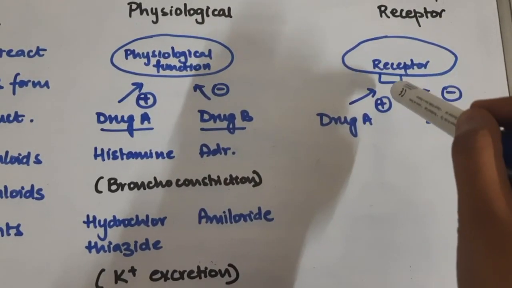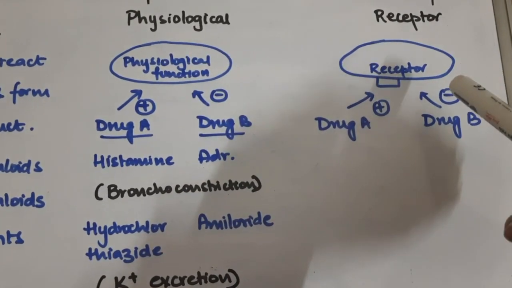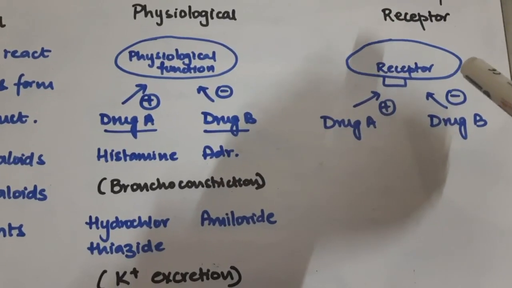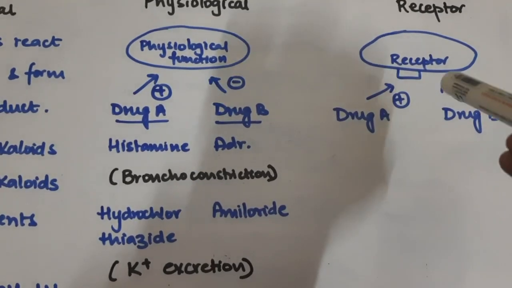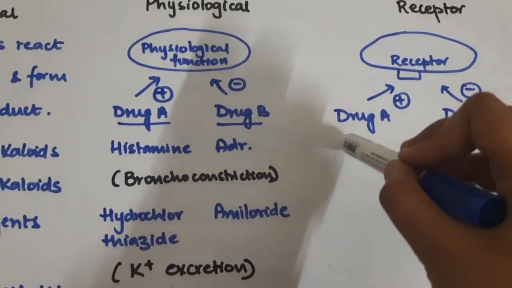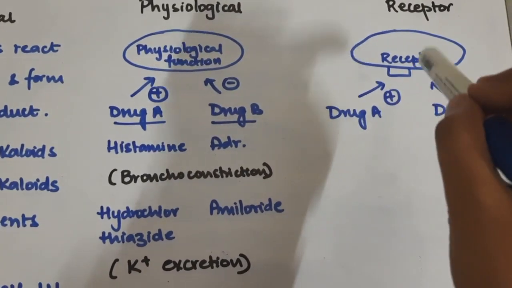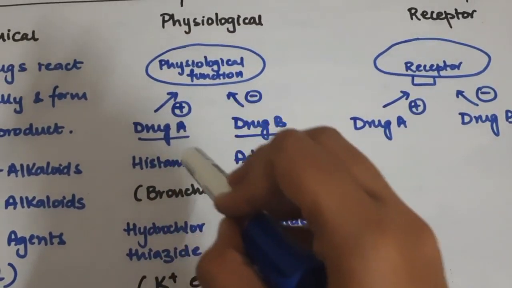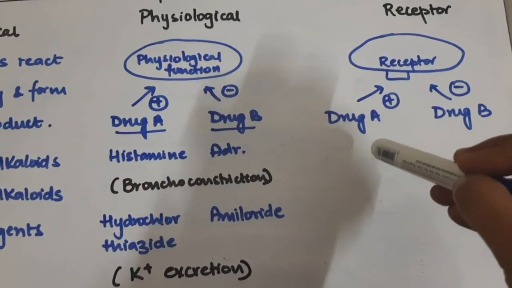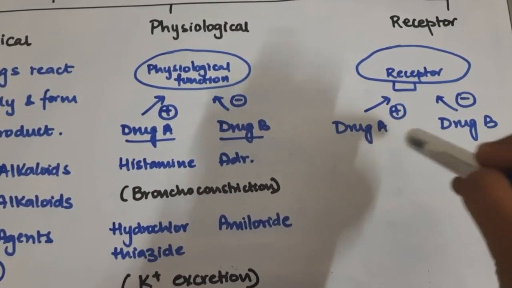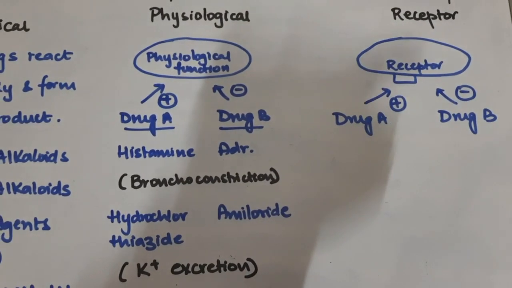What it means is that one receptor will have multiple functions. Let's say it will affect bronchoconstriction, it might affect blood pressure, it might affect capillary tone, it might affect your glucose metabolism. Drug A and drug B in receptor antagonism will have an effect on all of these physiological actions. In physiological antagonism, both the drugs had an effect on only one physiological function. In receptor antagonism, these antagonistic drugs will have an effect on all of the actions that this receptor mediates.